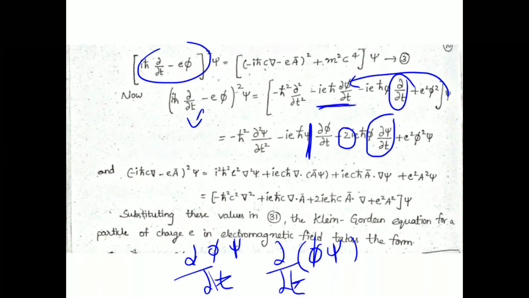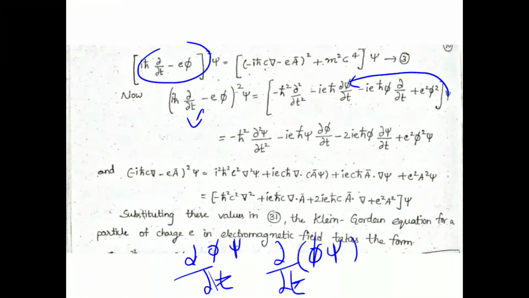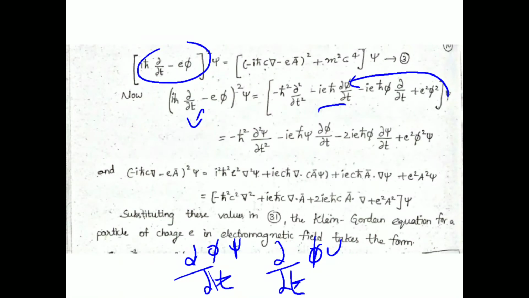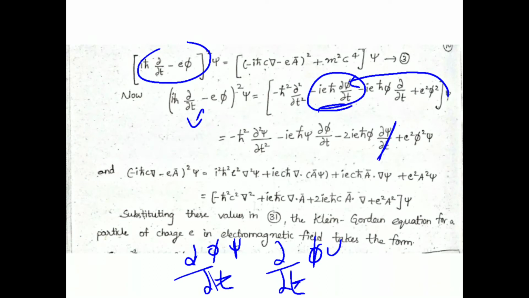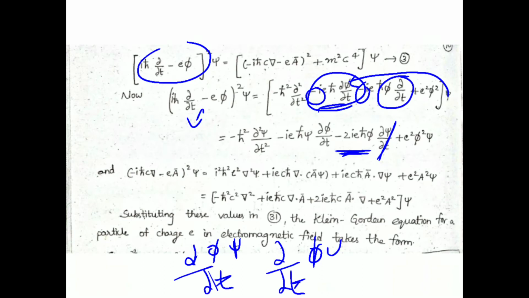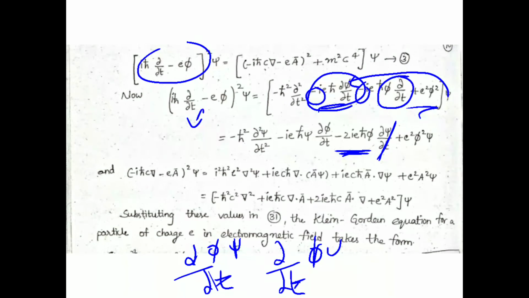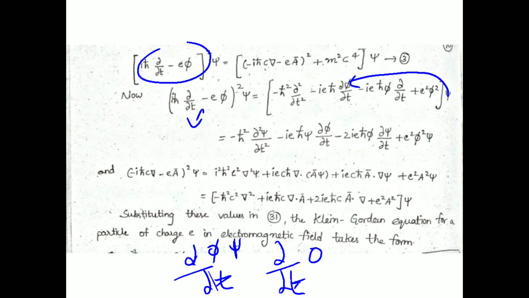So already we are getting one dou xi by dou t from this term because of the UV formula. Next, here also we would have another dou xi by dou t term, and here also minus, here also minus. So both added together, minus 2i h cut phi dou xi by dou t, we would have this term, and this is e square phi square. So like that we are having. So each and every calculation step is very important here.